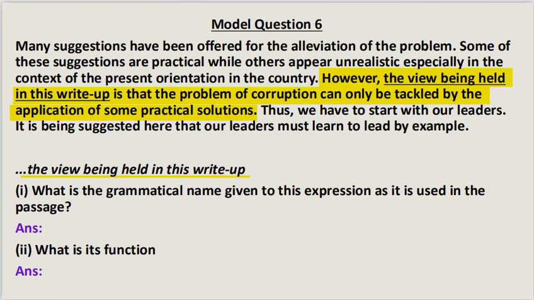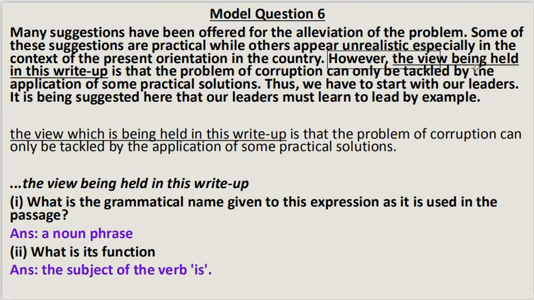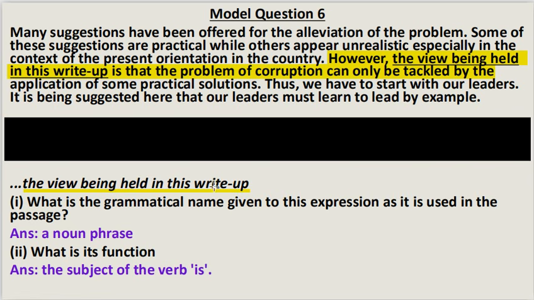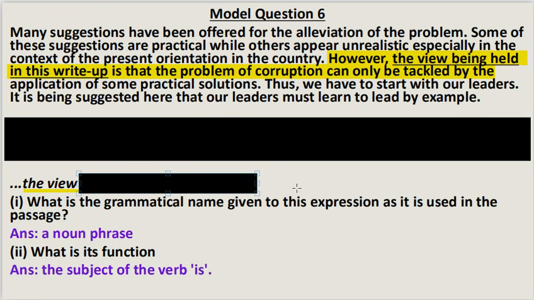If you look at this group of words very well, it begins with the view, an article and a noun, which is a noun phrase. Then we now have being held in this write-up. All of this group of words together is a noun phrase. The view is actually the noun phrase. Being held in this write-up is a qualifier to the noun phrase. But then both the noun phrase and its qualifier is still a noun phrase.